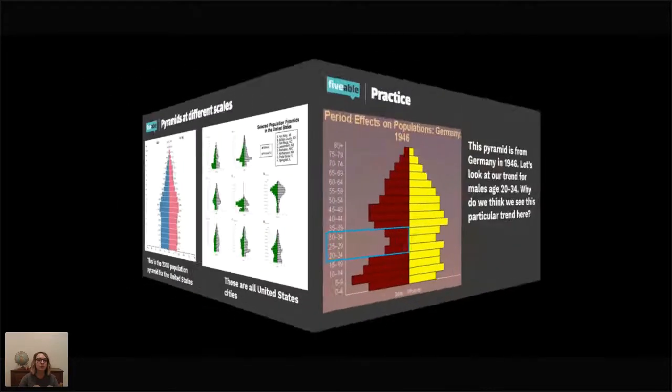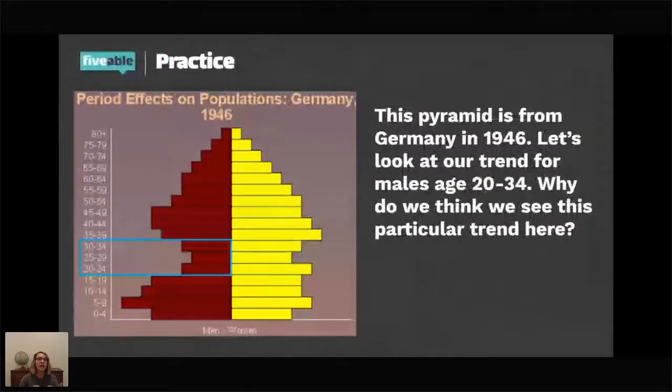All right, we're moving right along. We have a population pyramid here of Germany from 1946. And we have a huge anomaly, I would say, or what would draw my attention, in your 20 to 34 age range on the male side. So depending on what you know about world history, what do you think could have contributed to that and is being reflected in our pyramid?